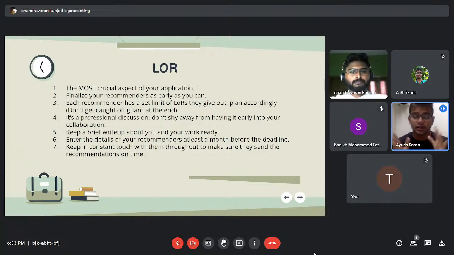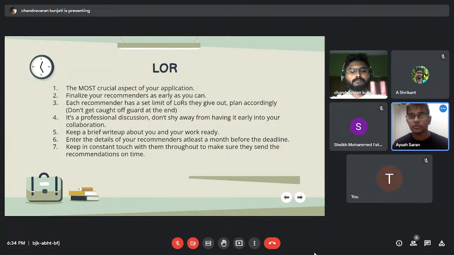I had to create a separate doc just for which professors or which mentors are sending LORs to which university, so that I can keep track of that. And one more thing I noticed is that, especially after the talk with that particular professor, I was a little scared about bringing up the discussion with other professors. But I realized at the end of the whole process that it is a very professional discussion, and shying away from that discussion is the worst thing that you can possibly do.